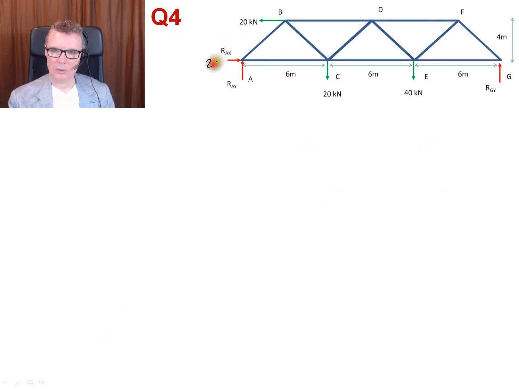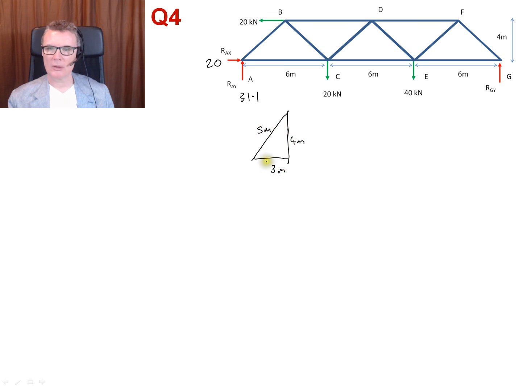Right, so we have 20, 31.1 here, and we look at our triangle. Notice for our triangle, we've got six along the bottom, four going vertically. It's a disguised 3-4-5 triangle. So we've got a triangle like this: 3 meters, 4 meters, which means this is going to be 5 meters. And I want an angle. I'll make this an angle theta.